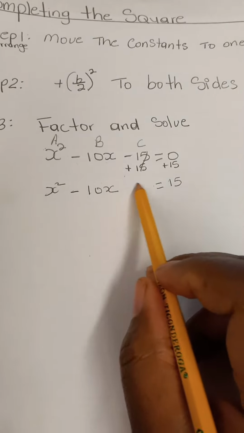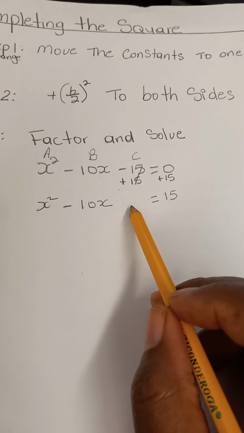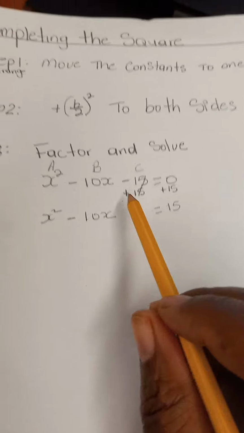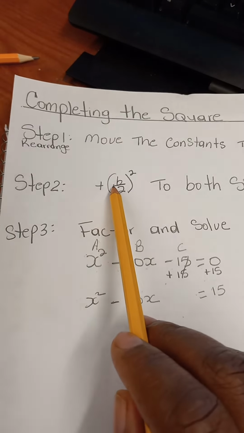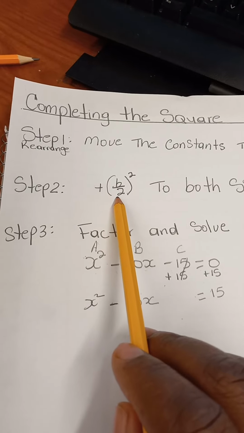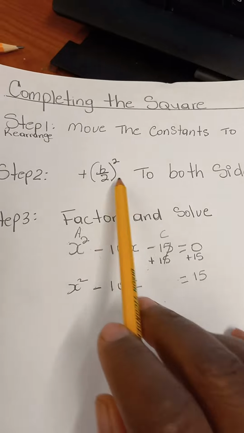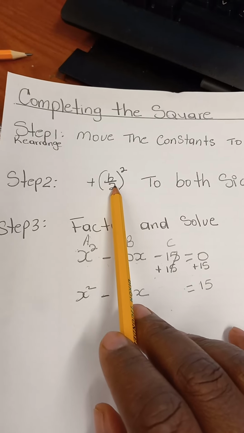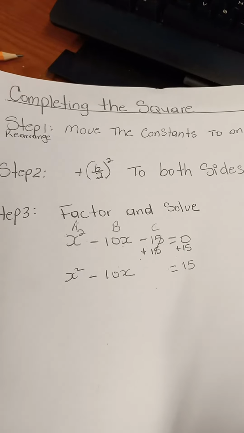I left this area here blank for a reason. Now we're going to go to step 2. What does step 2 say? We're going to add b times half. We're going to half b. What is b? B is 10. We're going to half b, and after we half b, then we square it. We're going to do it to both sides.